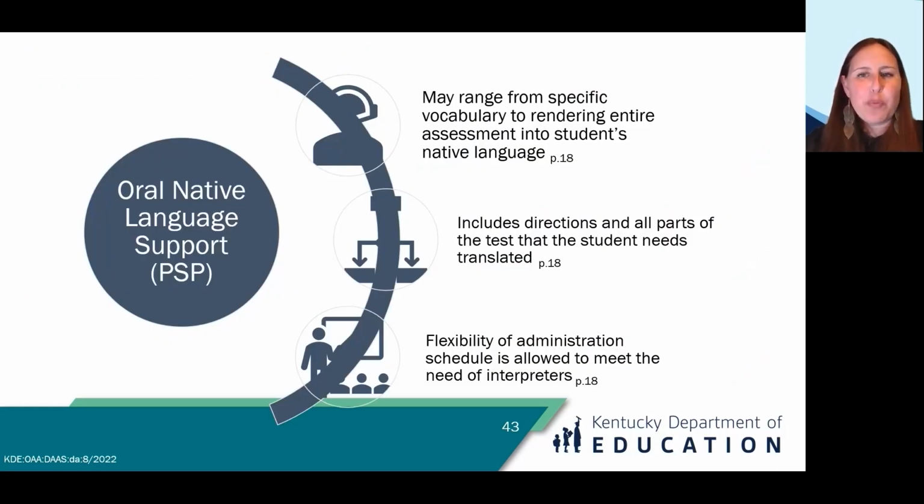Oral native language support shall be based on a student's individual language needs as documented in the PSP. It is not limited to any specific time frame. It may range from specific vocabulary to rendering entire assessments into the student's native language. It includes directions in all parts of the test that the student needs translated. Flexibility of test administration schedule is allowed to meet the needs of interpreters.